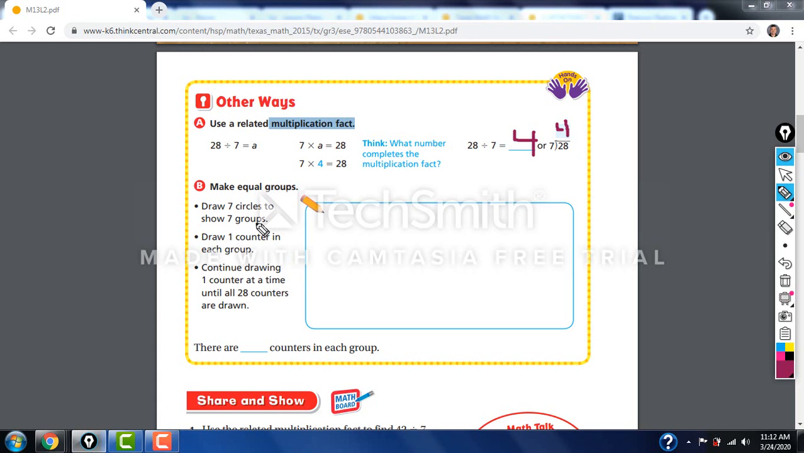Draw 7 circles to show 7 groups. Draw one counter. So we can also do it this way. 7 circles. Safina, follow with me. How many circles? There should be 7.